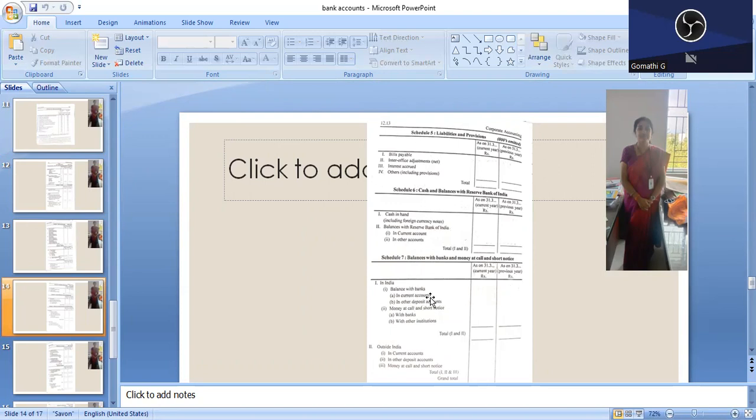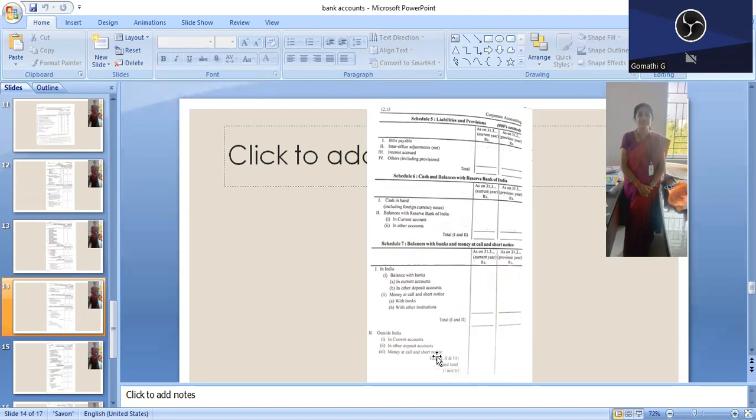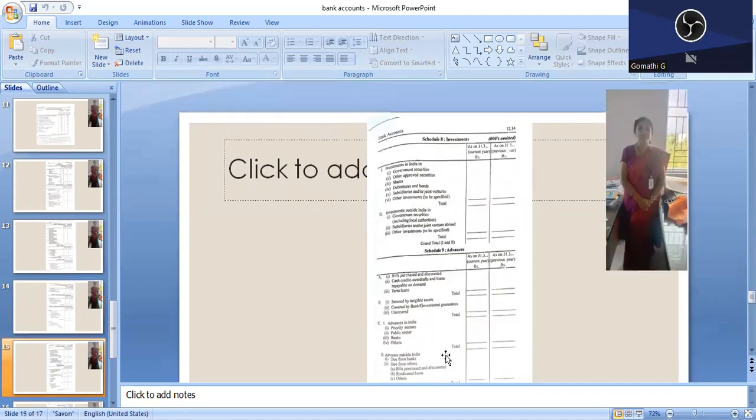In India: balances with bank in current account, in other deposit account, money at call and short notice with bank and other institutions. Next one is outside India: in current account, in other deposit accounts, money at call and short notice. Next one is schedule number 8, investment. That is both investment in India and investment outside India.